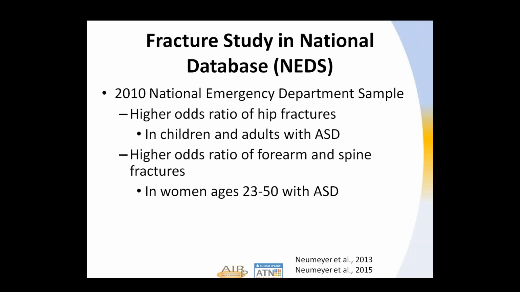And what we found is that there was a higher odds ratio of hip fractures in children and adults with autism. That's very important, because one of our concerns is whether the low bone density is significant or not, and this shows us that it may in fact be significant. We also found a higher odds ratio of forearm and spine fractures in women ages 23 to 50.